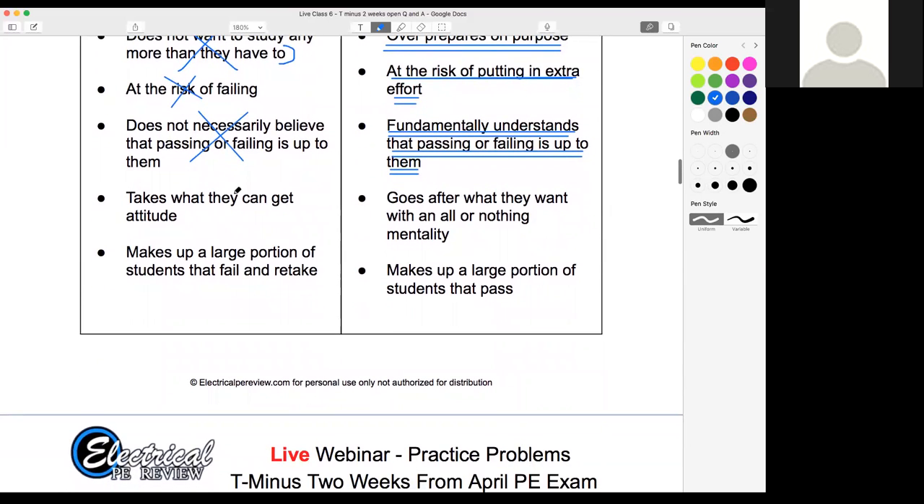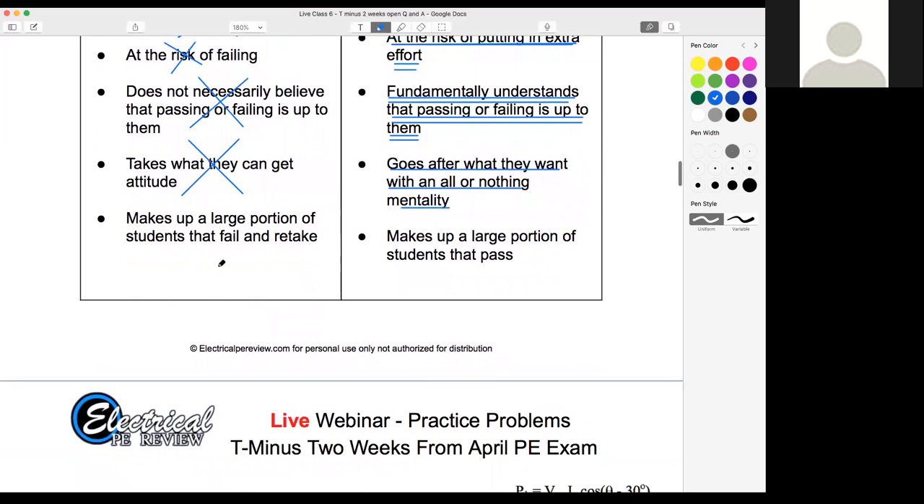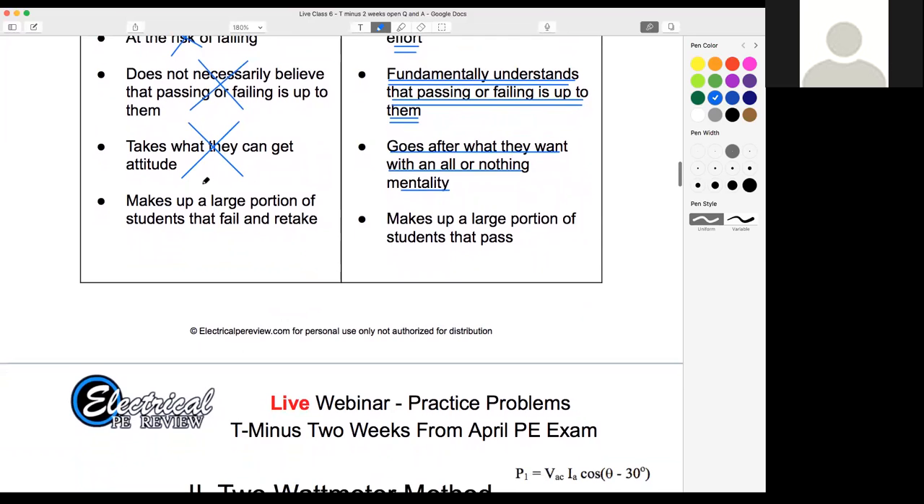Next, the unsuccessful student takes a what-they-can-get attitude, right? We're going to leave that for the unsuccessful students. Instead, we're going to go after what we want with an all or nothing mentality, right? We're not going to leave anything up to chance. Last, the unsuccessful student makes up a large portion of the students that fail and retake. That's true. So again, we want to leave that mindset with the unsuccessful students because we want to be part of the larger portion of students that pass.